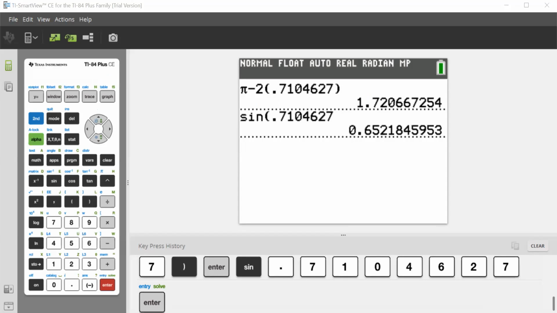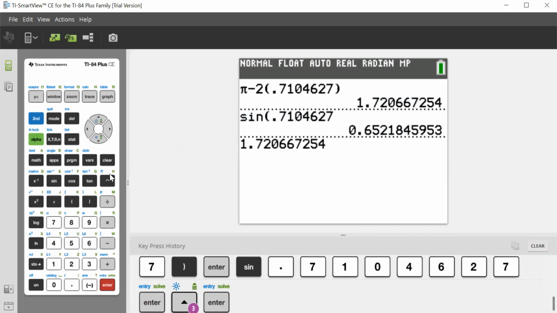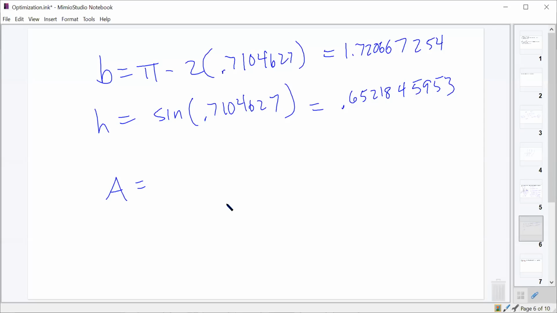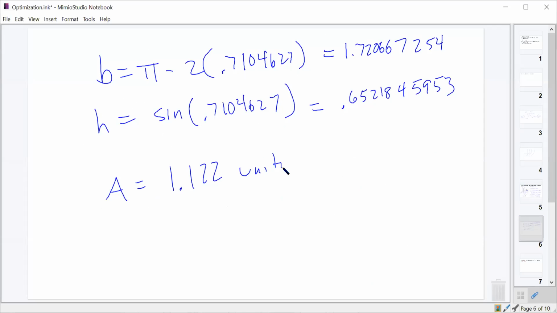And our area should just be those two things multiplied together. And for your final answer, you can round to 3 decimals if you'd like, 1.122. And we had no units there, so units squared. Everybody good there? Yeah. Perfect. Any questions or no?